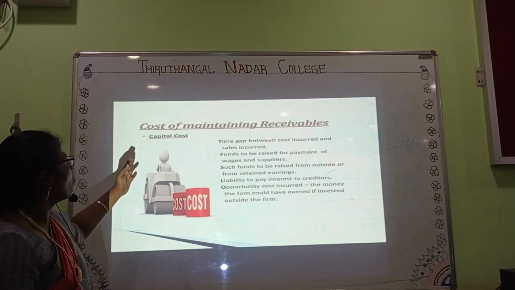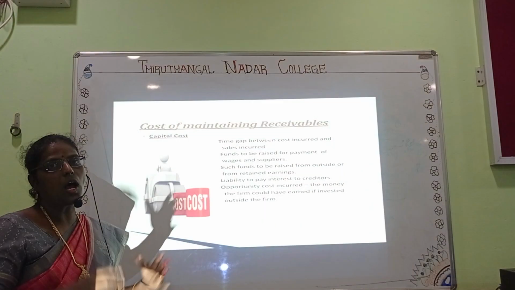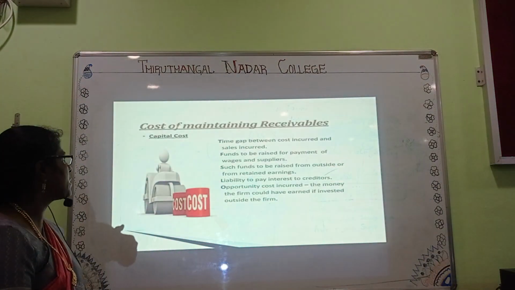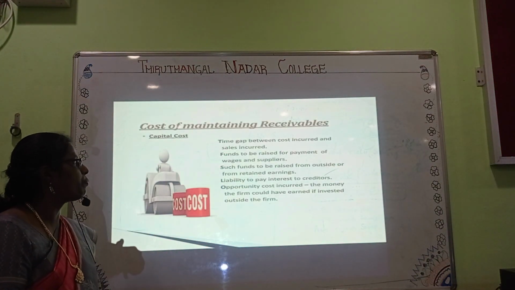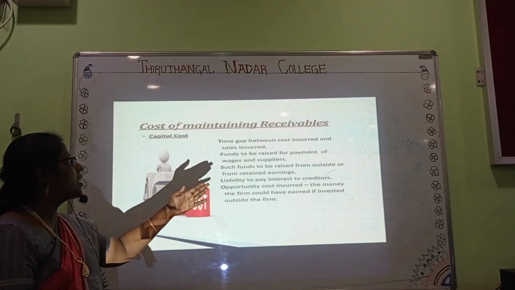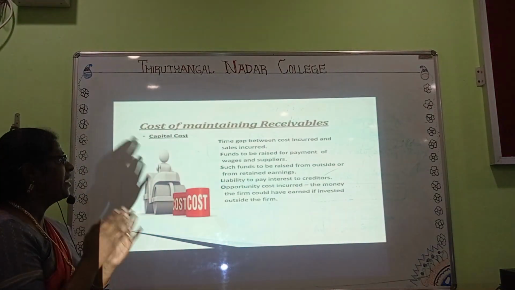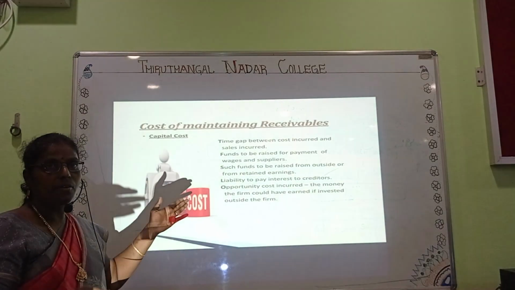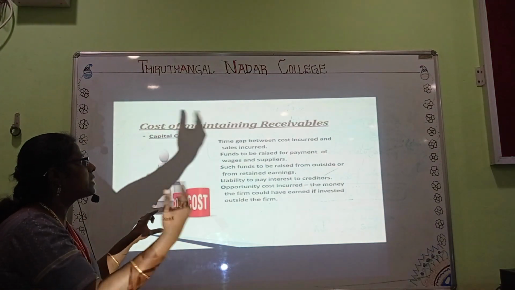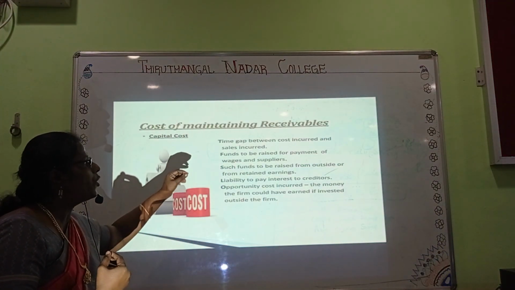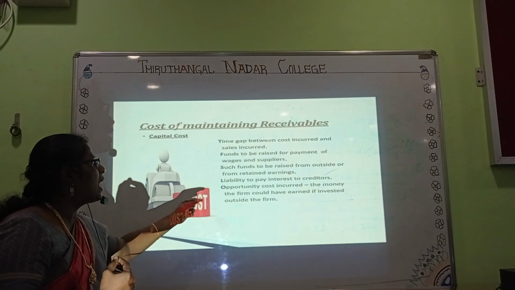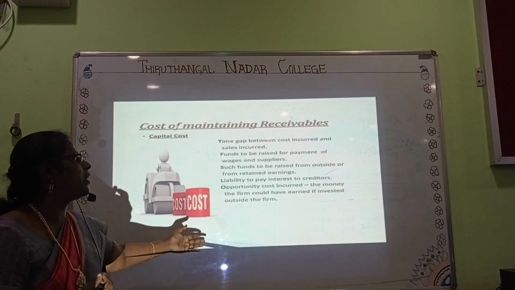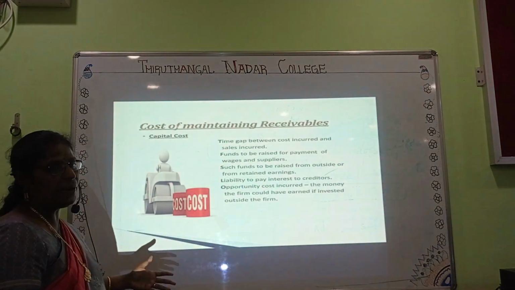Next, what is the cost of maintaining receivables? All business organizations have to incur some cost for receivables. The first cost is capital cost. There is a time gap between cost incurred and sales realized, so funds have to be raised for payment of wages and suppliers. We have a time period between the sales and cost, so we need to pay wages and suppliers. There is the liability to pay interest to creditors, and the opportunity cost, the money the firm could have earned if invested outside the firm. This is capital cost.